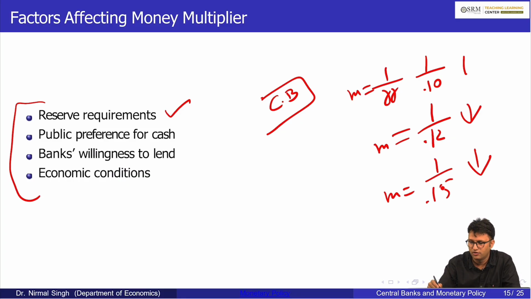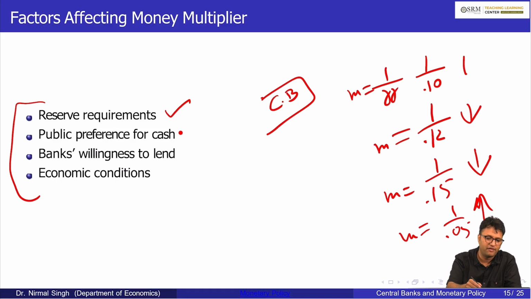If the reserve requirement goes down, say for example it reaches 0.05, relatively this value will be higher. So as the reserve requirements are changed by the central banks, that will determine how much money supply there will ultimately be. That's why I was saying that the central bank has indirect control over the ultimate money supply in the economy.